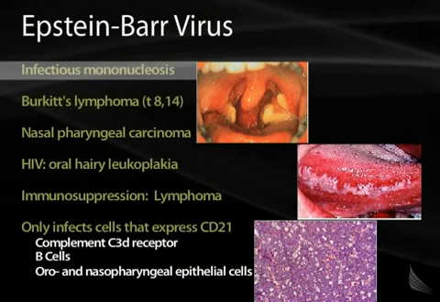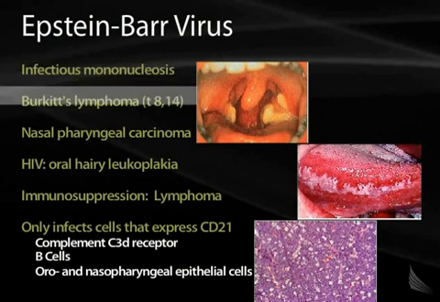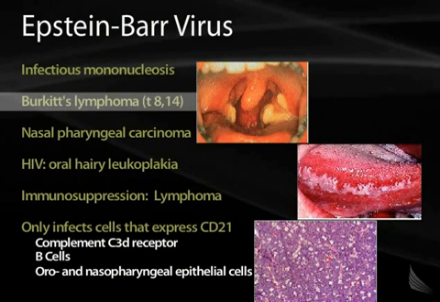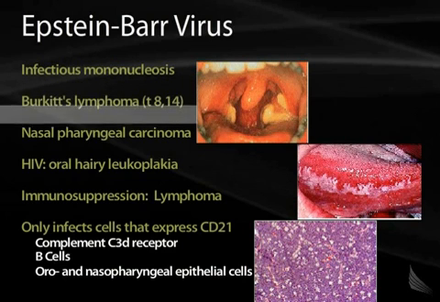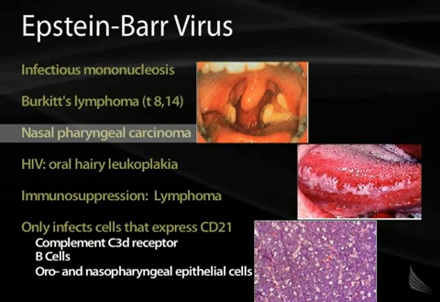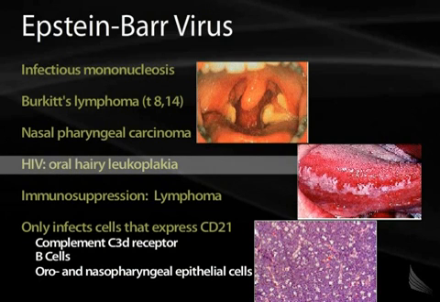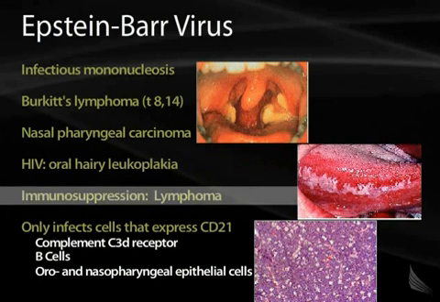Epstein-Barr virus is the infectious agent for mononucleosis. It also causes Burkitt's lymphoma with a t(8;14) translocation. It causes nasopharyngeal carcinoma. In HIV patients, it can cause oral hairy leukoplakia. And if you're immunosuppressed, it can cause lymphoma.